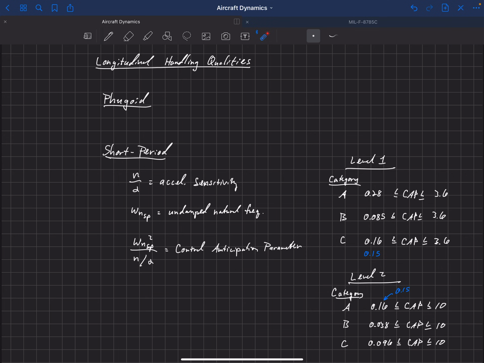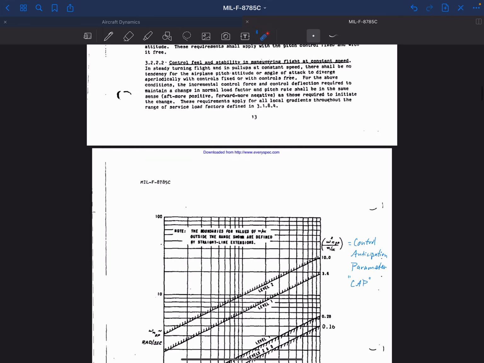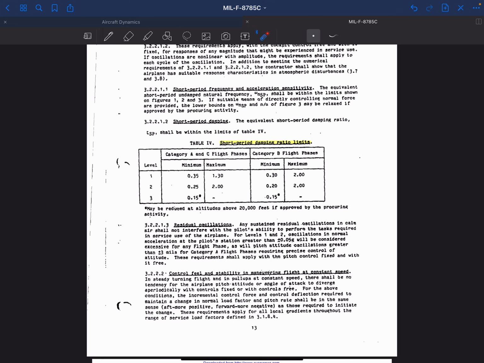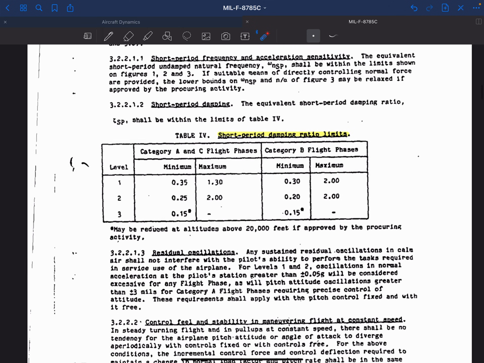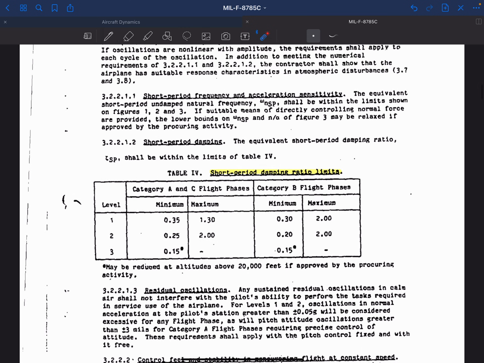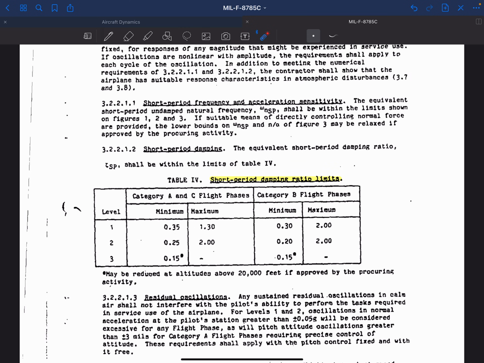Okay, so this is kind of a summary of what was found for the short period mode, where we're looking at this acceleration sensitivity and the undamped natural frequency, and those combine into this control anticipation parameter. Okay, now the one thing that we skipped up here, let's go back and cover that now. They also found that this short period information was divided into two things. First it's this acceleration sensitivity, or CAP. We've got this omega n sp and n over alpha, which combine to make the CAP. And that's just looking at, remember, the undamped natural frequency.